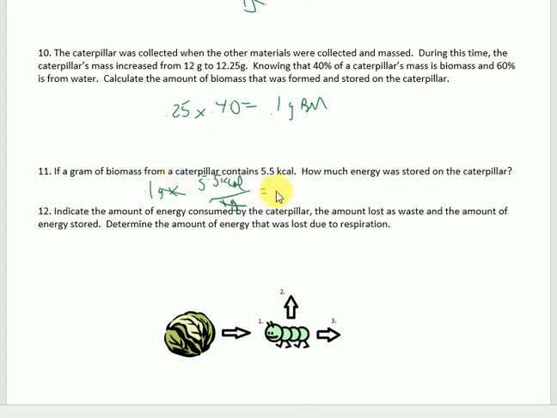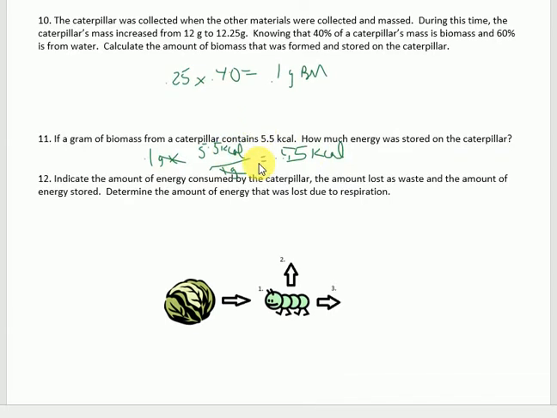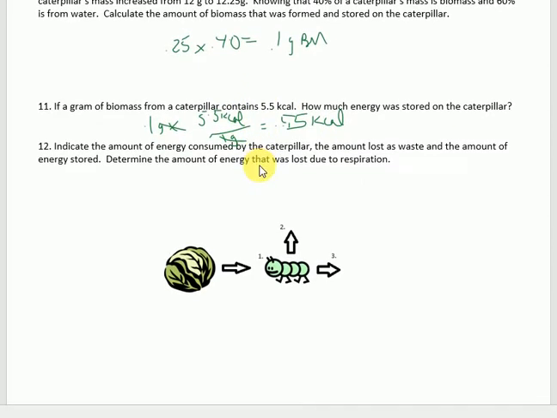And that gives us 0.55 kilocalories. Indicate the amount of energy consumed by the caterpillar, the amount lost as waste, and the amount of energy stored. Determine the amount of energy that was lost due to respiration.